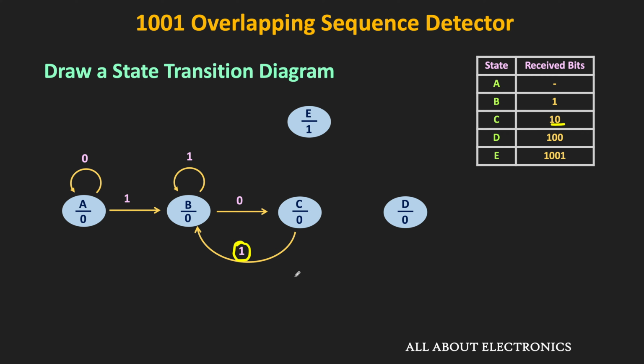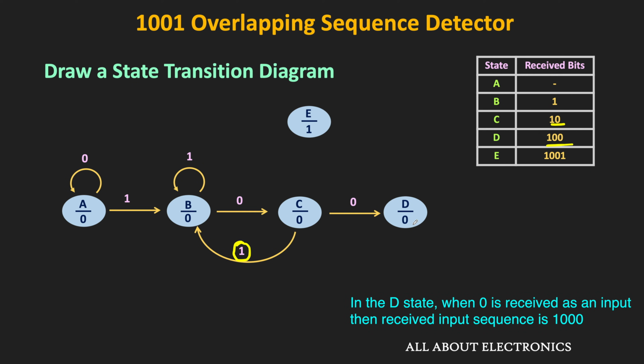On the other hand, when 0 is received as an input, it means that the machine has received the 3 bits in the sequence correctly, and therefore it will go to the D state. Similarly, in the D state we will have the 2 possibilities. Whenever 0 is received as an input, the machine will go to the A state.